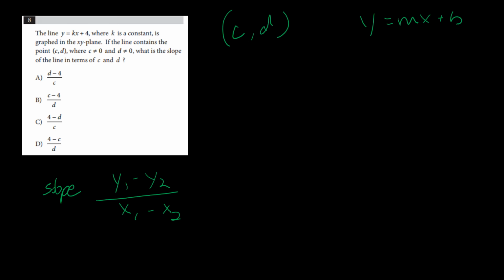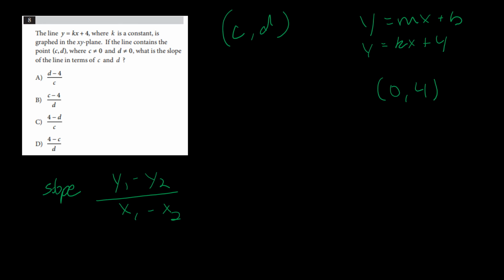The line y equals kx plus 4, where k is a constant, is graphed in the xy plane. If the line contains the point (c, d), where c cannot equal 0 and d cannot equal 0, what is the slope of the line in terms of c and d? Okay, so we have (c, d). Working for slope, which is going to be y1 minus y2 over x1 minus x2. And from our equation, y equals mx plus b, we have y equals kx plus 4. So we know our y-intercept is going to be 4, meaning when x is 0, y is 4.